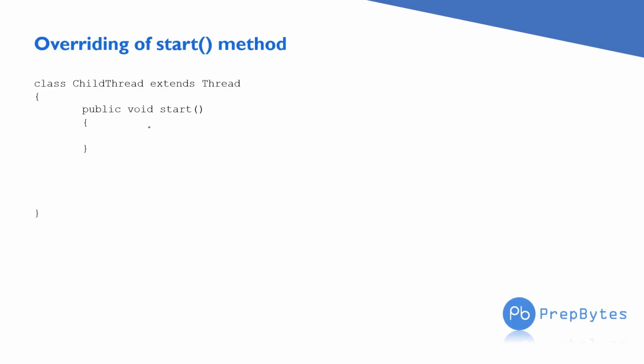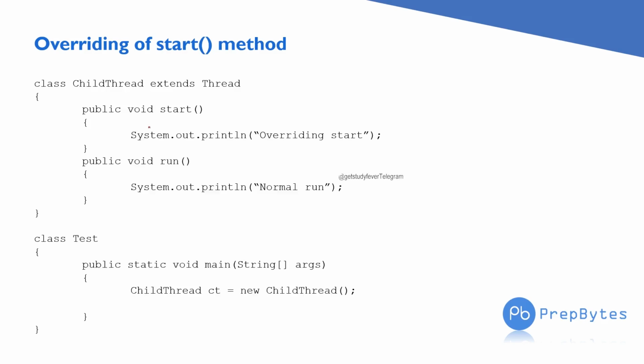Let's see the code. Child thread extends Thread, public void start, overriding start, and public void run, the normal run. Now whenever ct.start is called, since the start method is present in the child thread class itself, it will not execute the start method of the Thread class, because we have overridden it. So this start method will be executed, and the output printed is simply "overriding start".